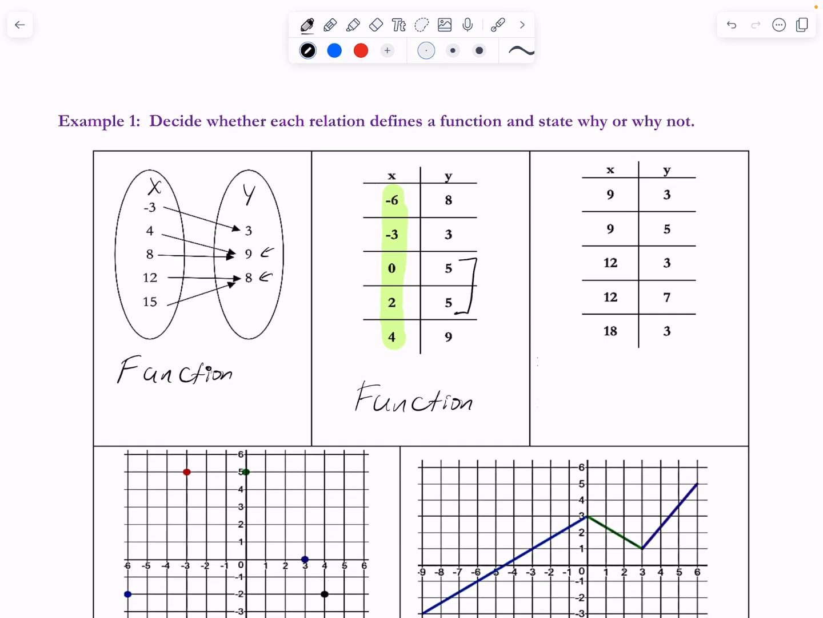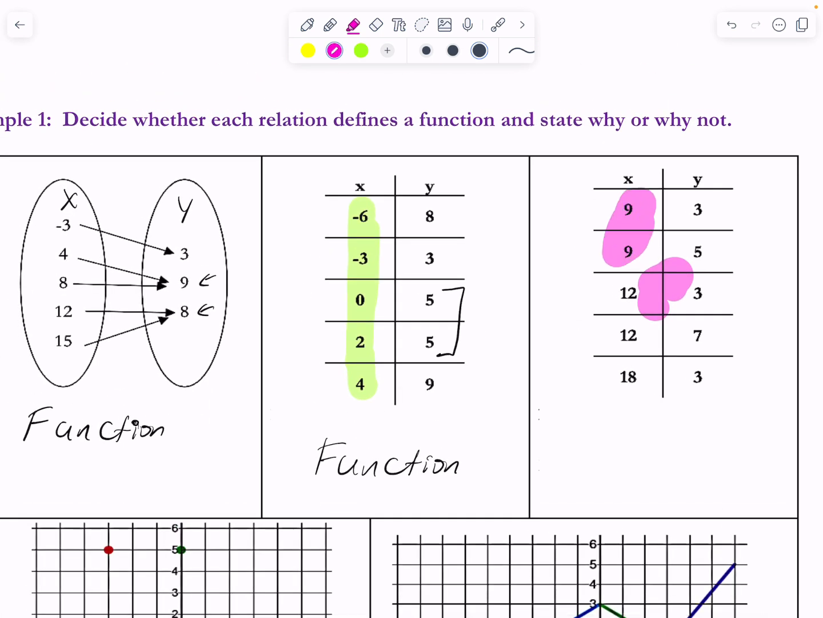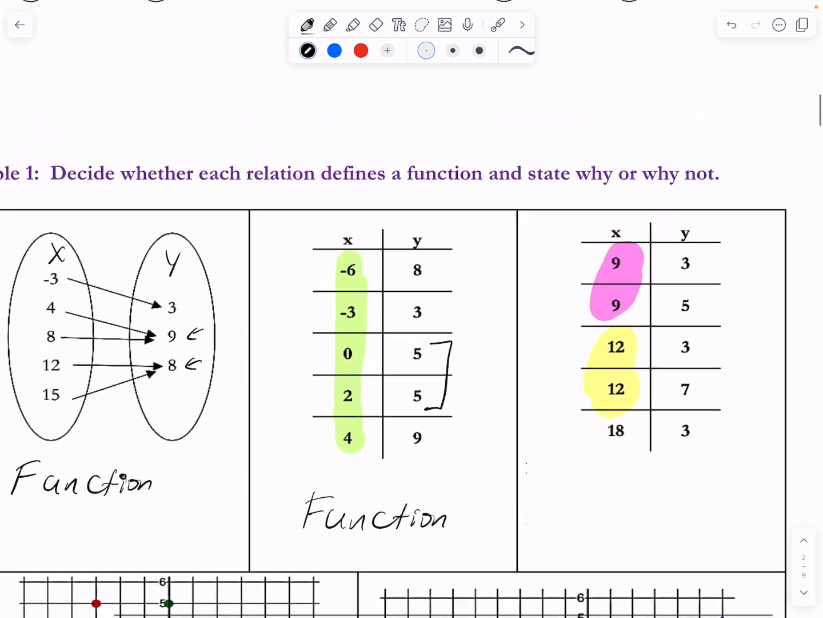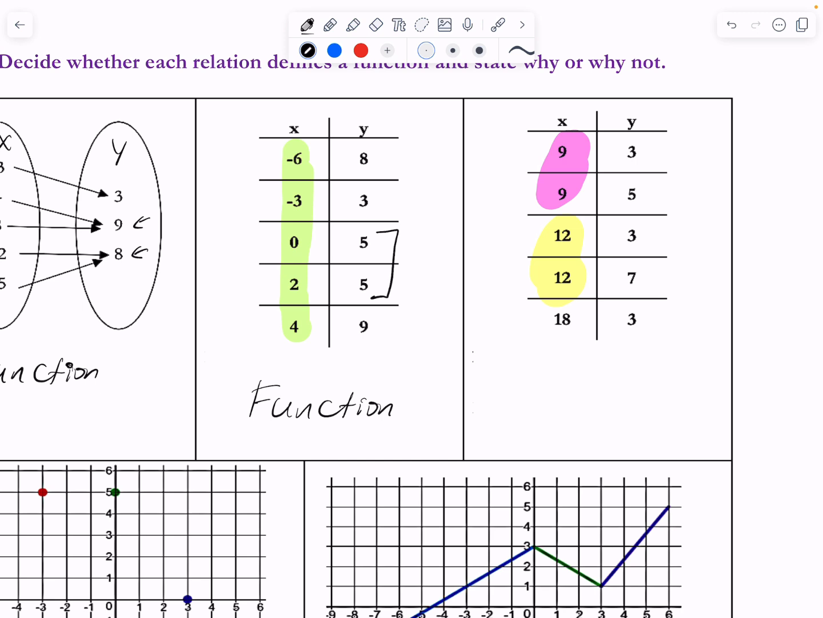Now this one we do have a red flag. When I look at this, I see 2 instances where the 9s are repeating as well as the 12s are repeating. So that's multiple instances where this set of ordered pairs would fail the vertical line test. If you wanted to do a quick little graph, I can show you. So (9, 3), (9, 5), or if I did (12, 3) and (12, 7), you'll notice both of those vertical lines would pass through 2 points, so that fails the vertical line test. So this is actually a relation.